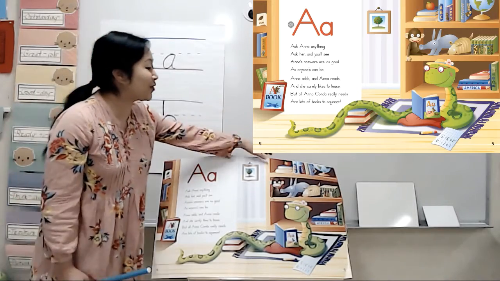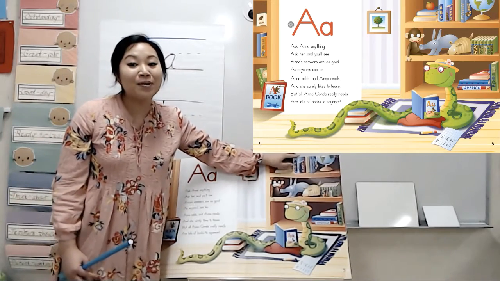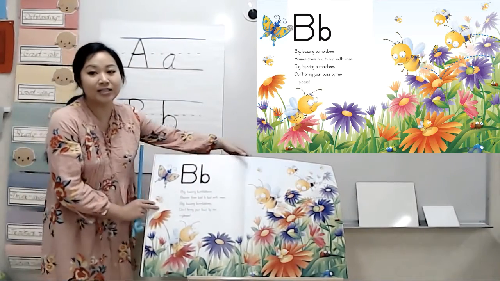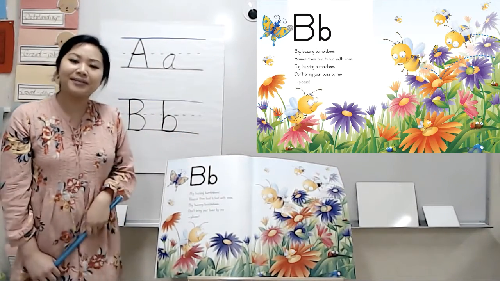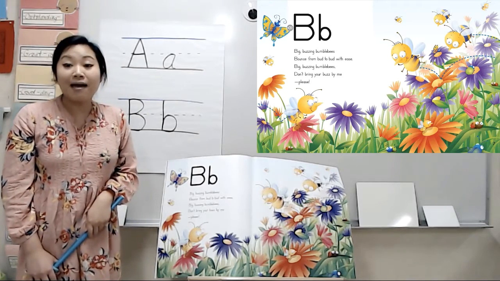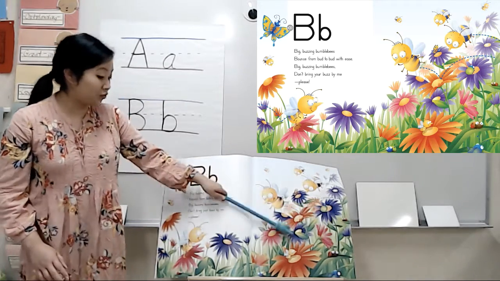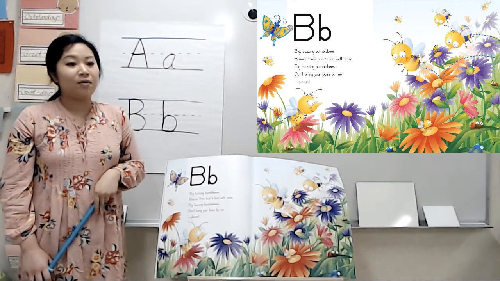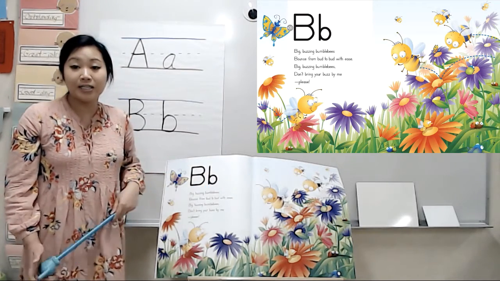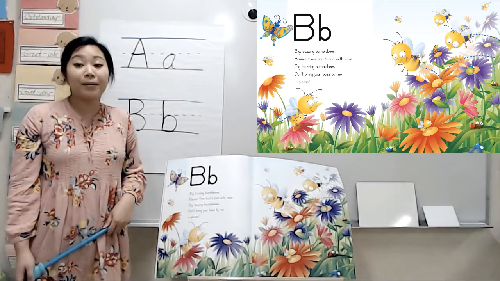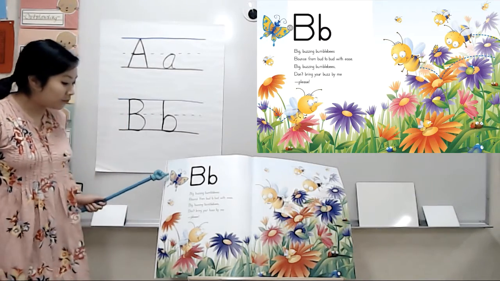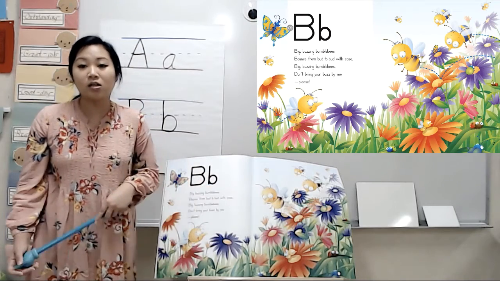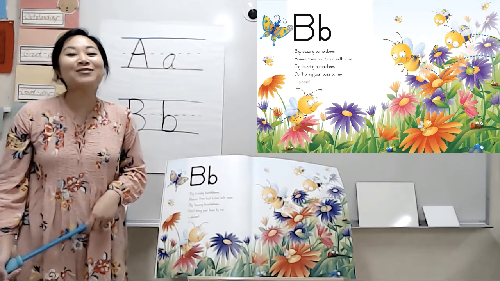Let's look at our poem for the letter B. And remember, before we read it, it's always good to make some observations. What do you notice? You might say, I see a whole bunch of flowers. What else? Well, there are lots of bees, and there are also other bugs like butterflies and ladybugs and beetles. Okay, let's read our poem.